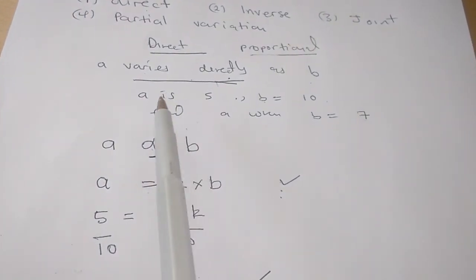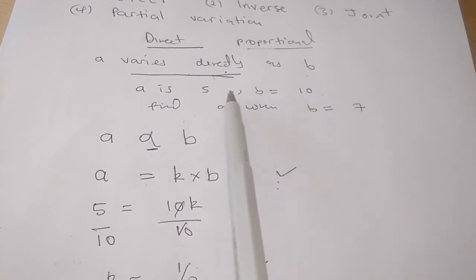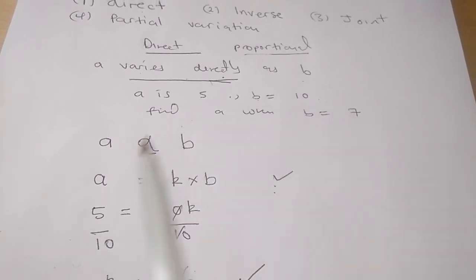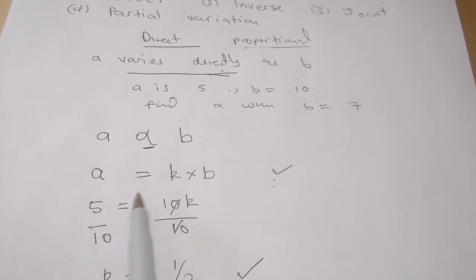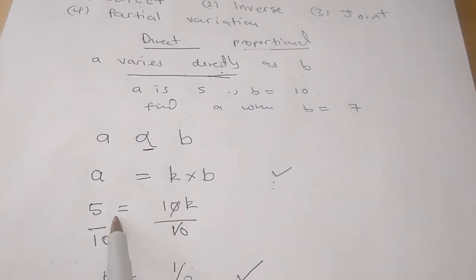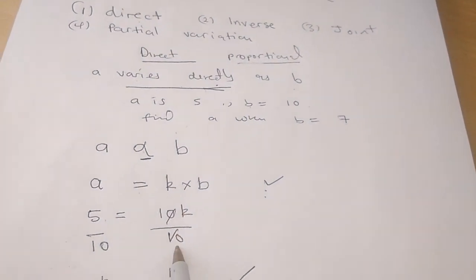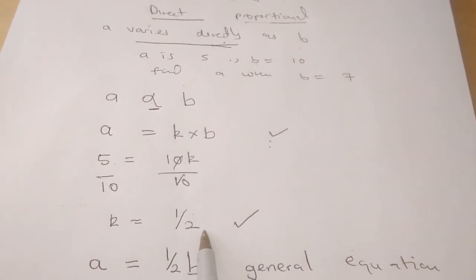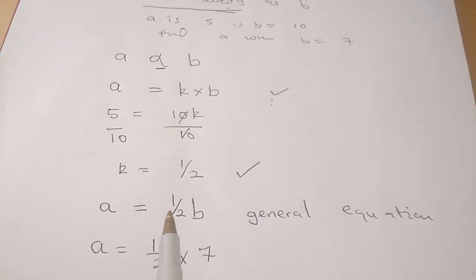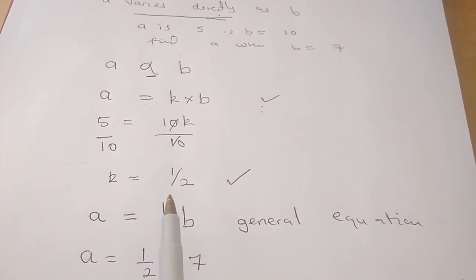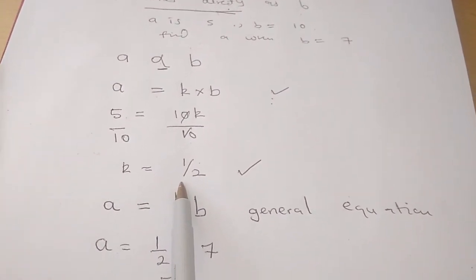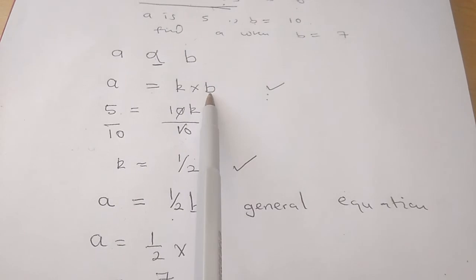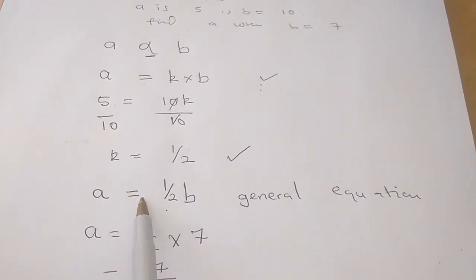I'll just substitute with this first set of values. A is 5, B is 10. Where there's A, I'm going to put 5. Where there's B, I'm going to put 10. So 5 is equal to 10K. I divide by 10 on both sides. I'm left with K is equal to half. Now, since I have the value of K, I then substitute it in the first equation. So it's now saying A is equal to half B.